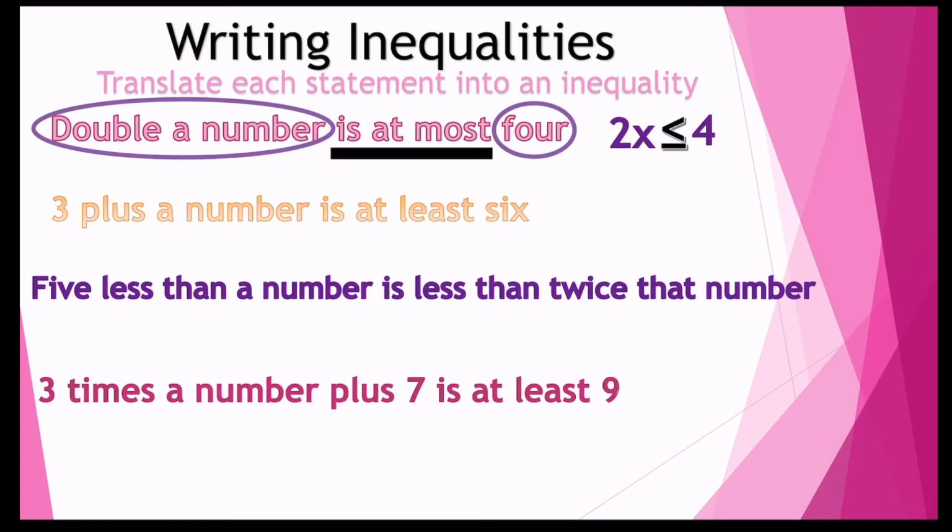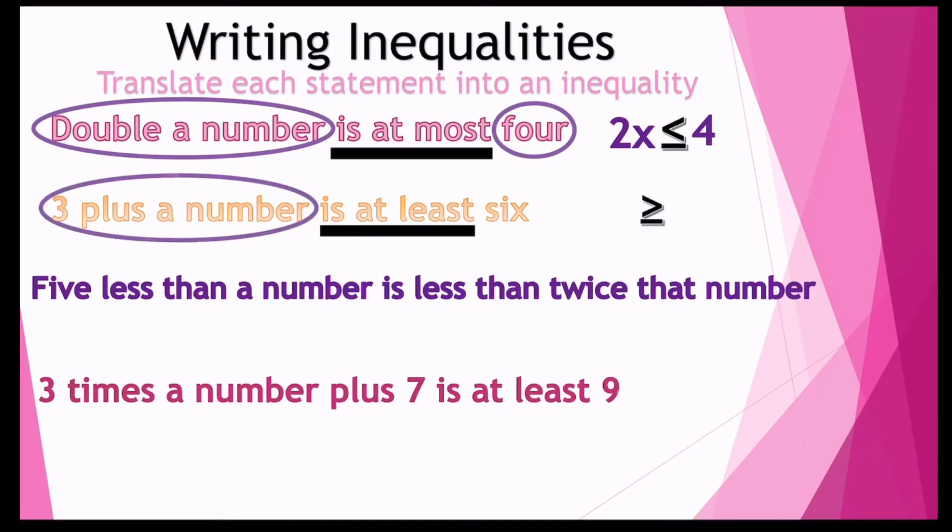Okay, then I have is at least. So my symbol is going to now face the other way. What came before that was 3 plus a number. Again, 3 plus X. If you want to use A, go ahead. You want to use C, go ahead. You want to use N for a number, go ahead. Just they need to be lowercase. What came after it was 6, so I write a 6. Okay, let's move on to the next one.